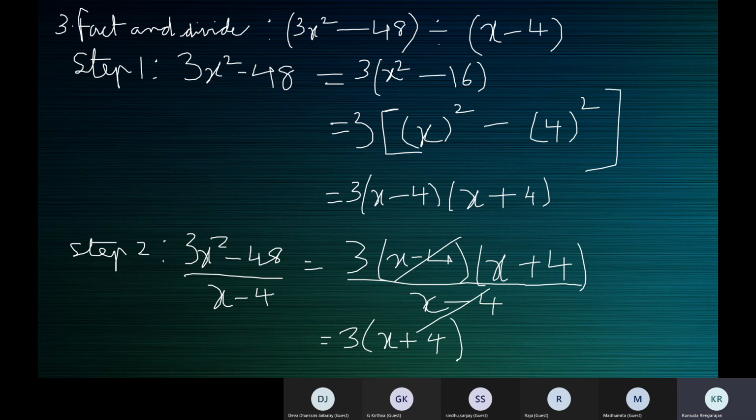So this is how we factorize a numerator. We need to take out 3 common, and then it's of the form a square minus b square. So a plus b into a minus b. So we need to first factorize the numerator and then divide. So the first step is to take up the numerator and factorize it using a suitable identity. Second step, divide.